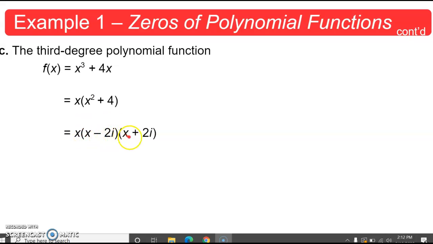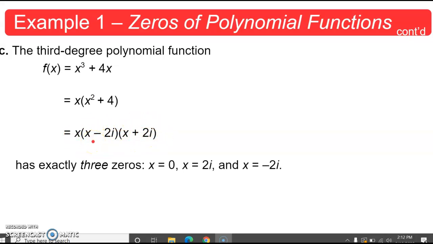So x minus 2i times x plus 2i. So here's an example of our conjugate pairs of complex zeros. So if we were to then go further, we see that this third degree polynomial function has exactly 3 zeros, x equals 0, x equals 2i, and then x equals negative 2i. So in this example, we have one rational zero and two complex zeros.